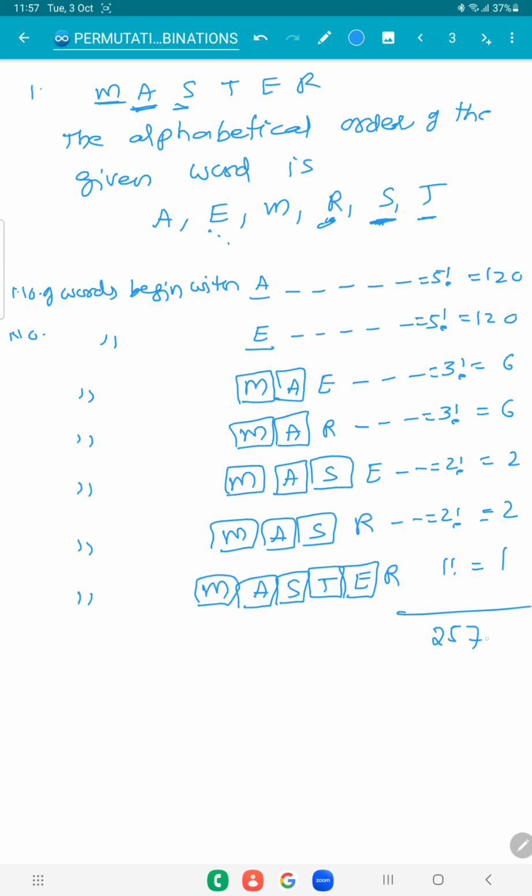So the rank of the word master is equal to 257. Now let us go for the next word.